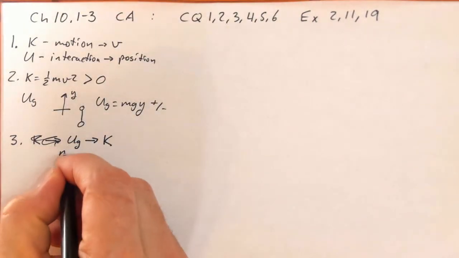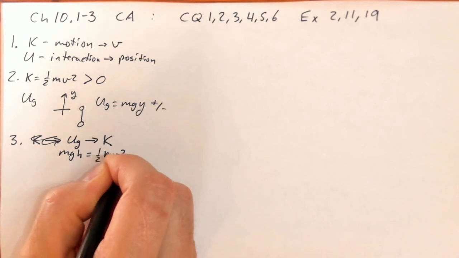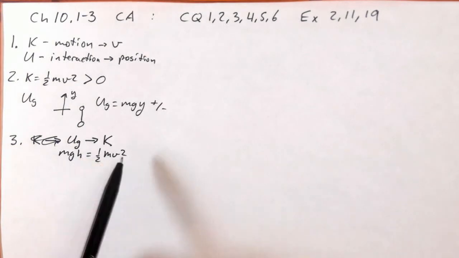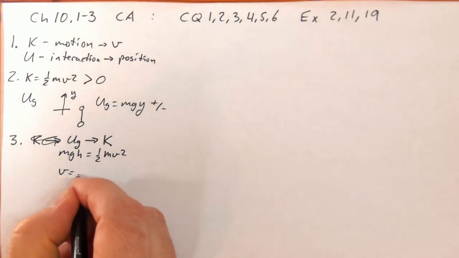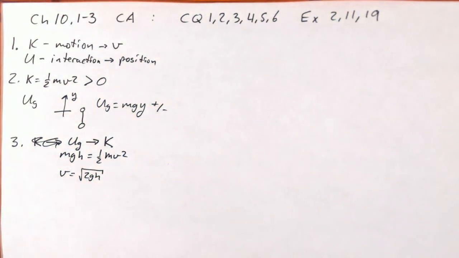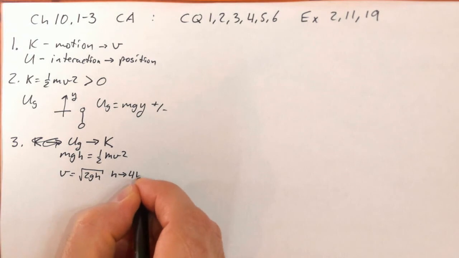And so we have mgh equals 1/2 mv squared. How does the velocity depend on the height? Rearranging, the velocity is going to equal the square root of 2gh. So in order to double the speed, how high do I need to make this track? I'd have to quadruple the track height, because the square root of 4 gives me the 2. So I'd have to quadruple h in order to double the speed.